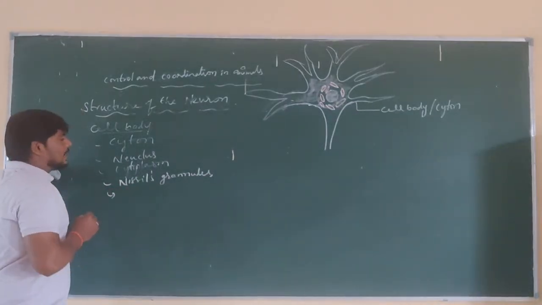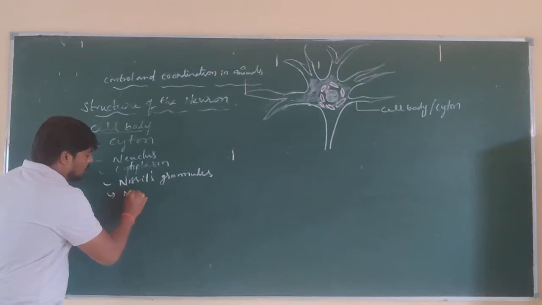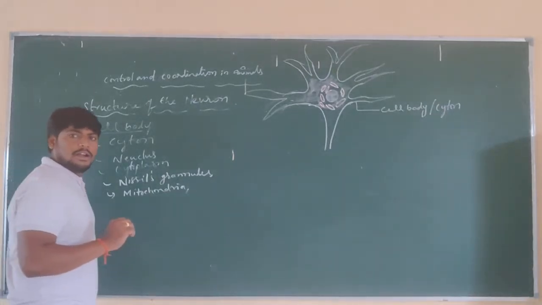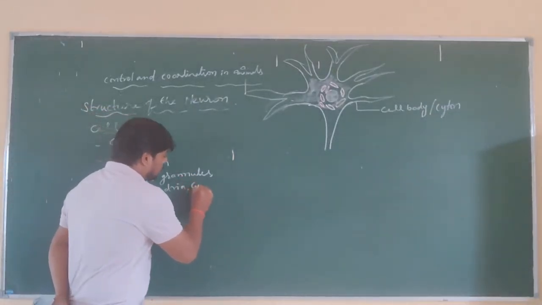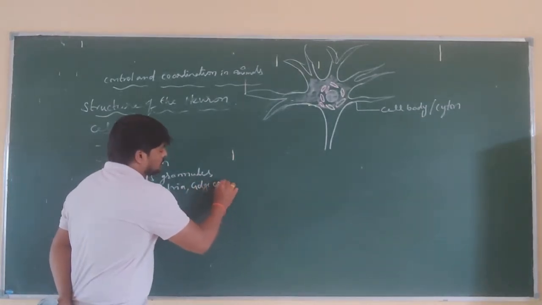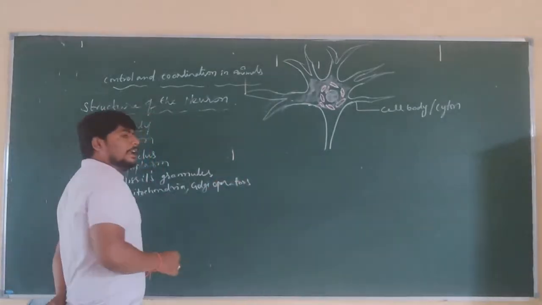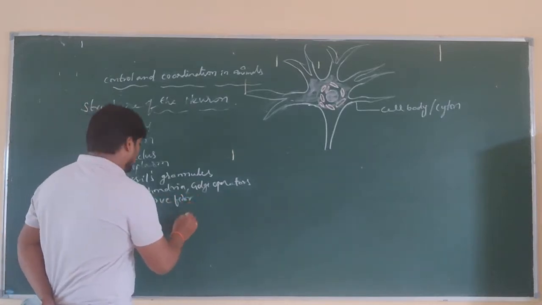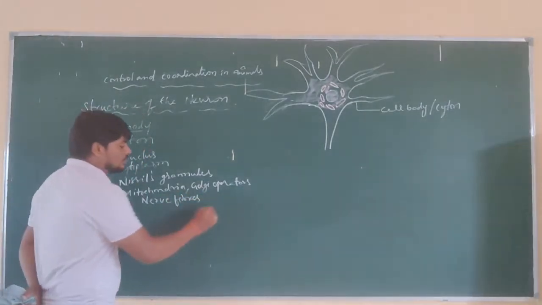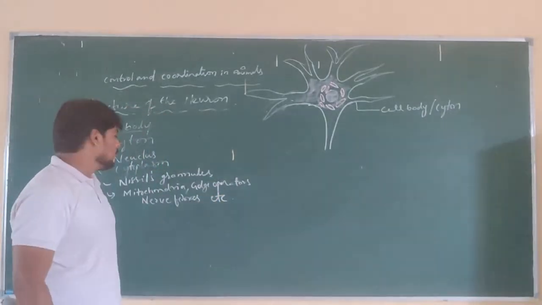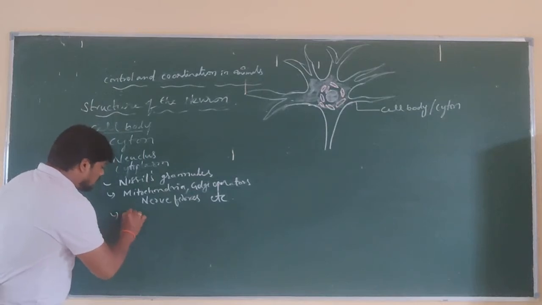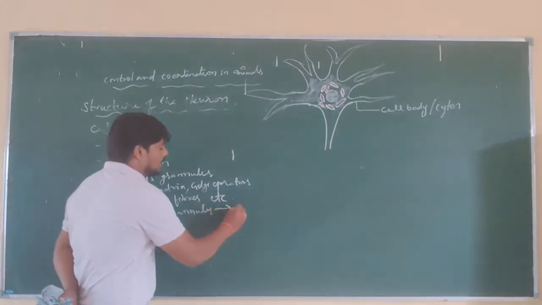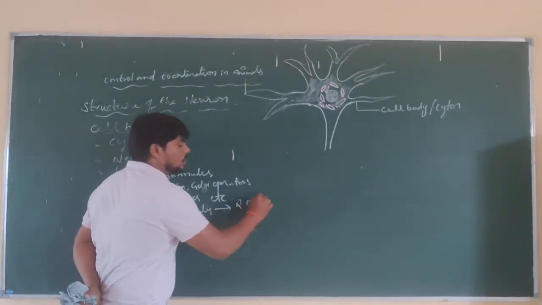The protoplasm or cytoplasm consists of mitochondria, and it also consists of Golgi apparatus, nerve fibers, etc. Nissl granules are nothing but rough endoplasmic reticulum.